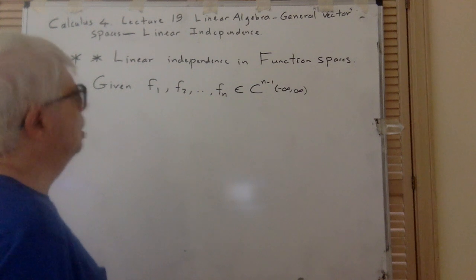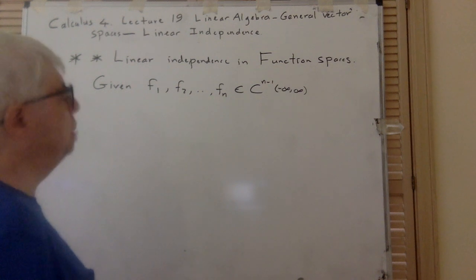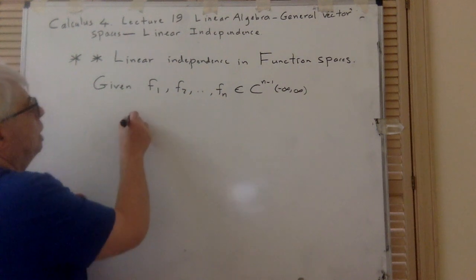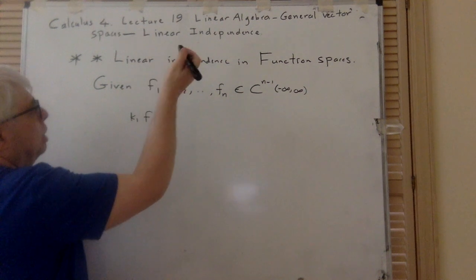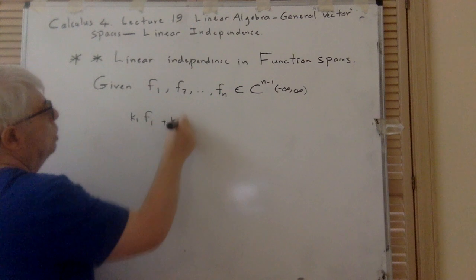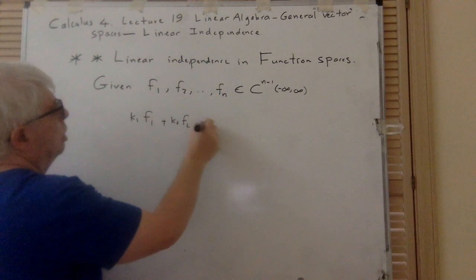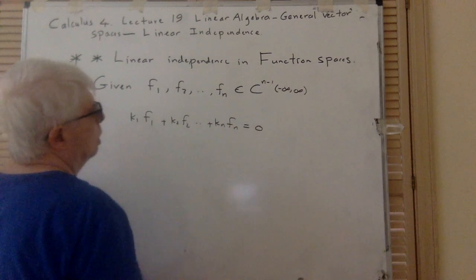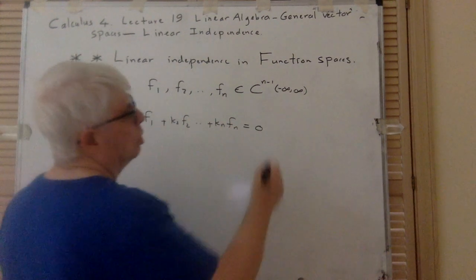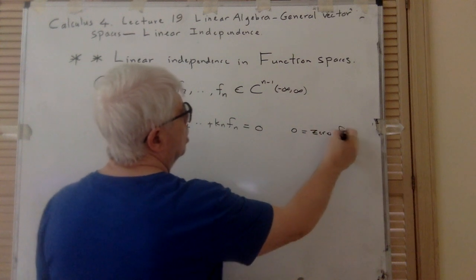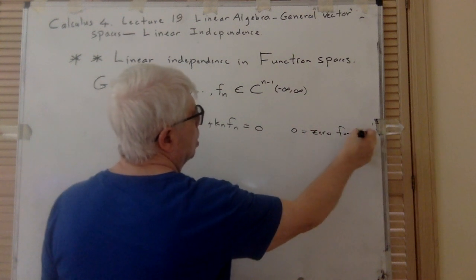So let's see, how can these be linearly independent? Okay, so let's write k1 f1 plus k2 f2 plus up to kn fn, equals 0, and this 0 is the 0 function.